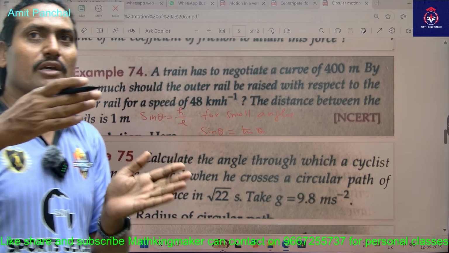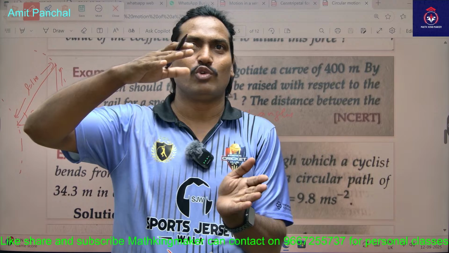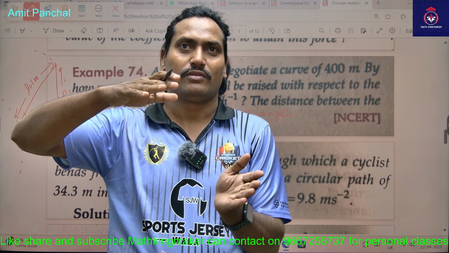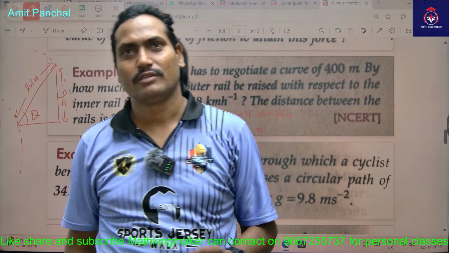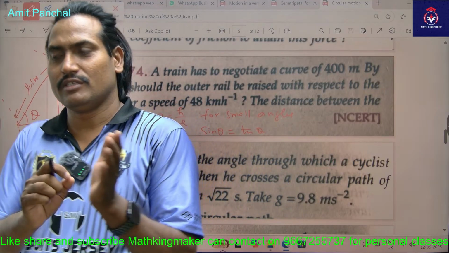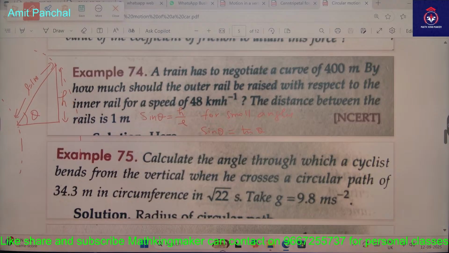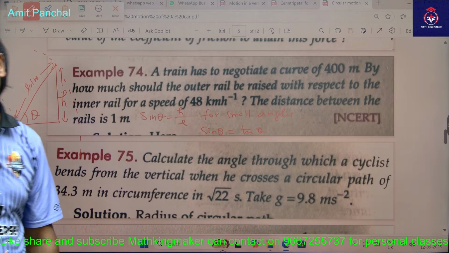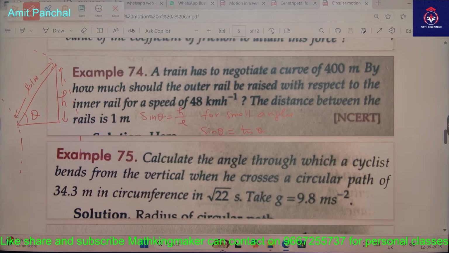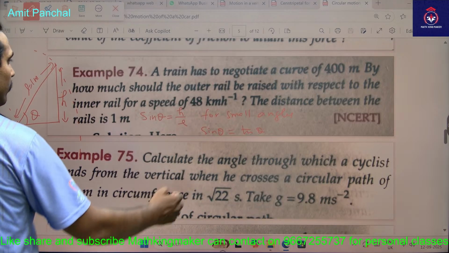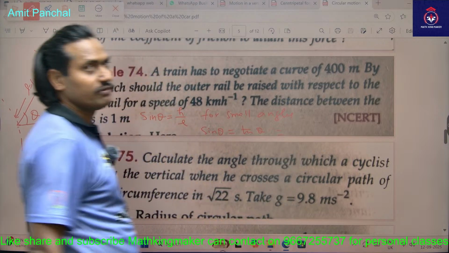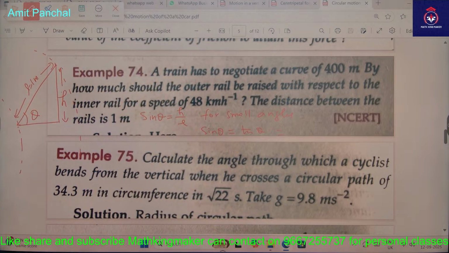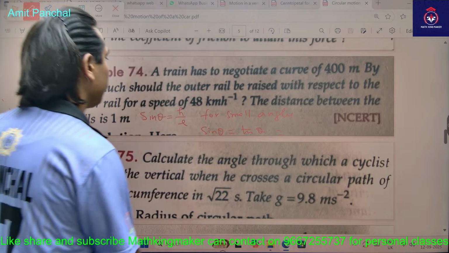If you keep the height difference between two rails very high, what will happen? The train will fall inside. So that should not be very high. So that's a very small angle, like 1 degree, 0.8 degree, 0.5 degree. So now you have tan theta. Tan theta by the formula is v square upon rg.